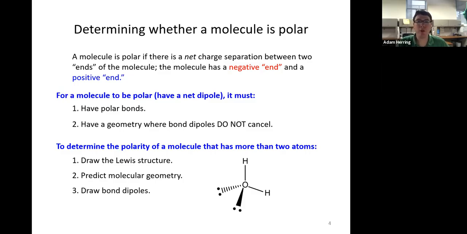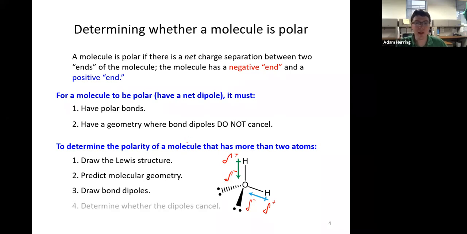Now we draw in the bond dipoles. Bond dipoles indicate the direction of the partial charge on the molecule. And we draw them with an arrow with a positive side on the tail end of the arrow. In chemistry, the positive side indicates that there's a partial positive, and the arrow points towards the negative side. So we have the electron density coming in towards the oxygen because it's more electronegative.